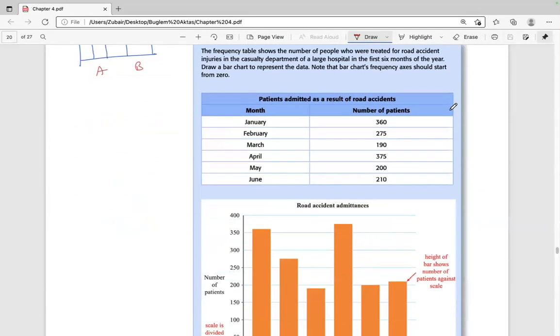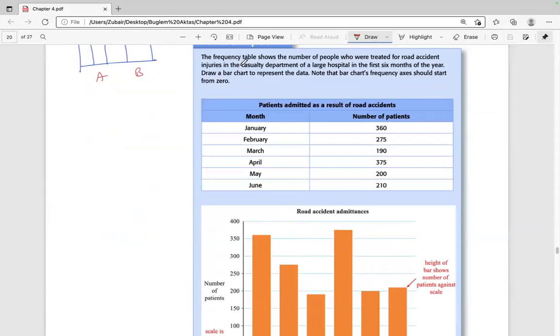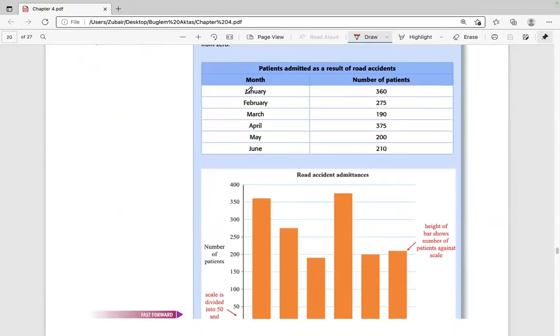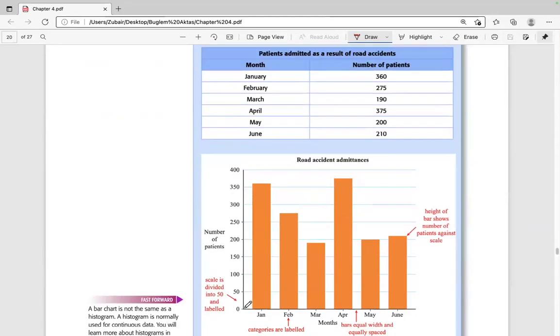Worked example. The frequency table shows the number of people who were treated for road accident injuries in the casualty department of a large hospital in the first 6 months of the year. Draw a bar chart to represent the data. Note that the bar chart frequency axis should start from 0. So they're starting from 0. And why so? Just look at this.